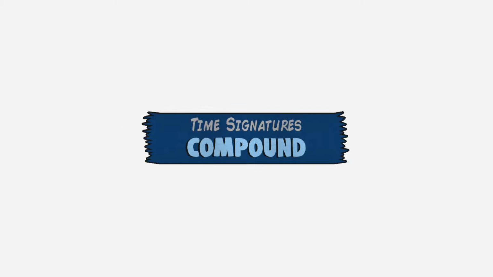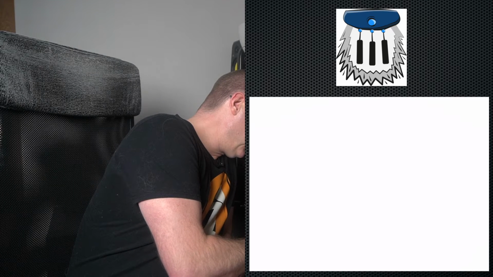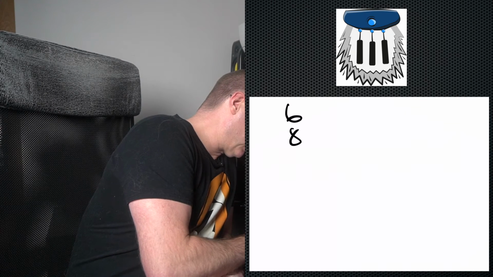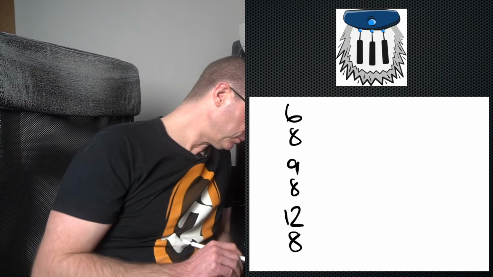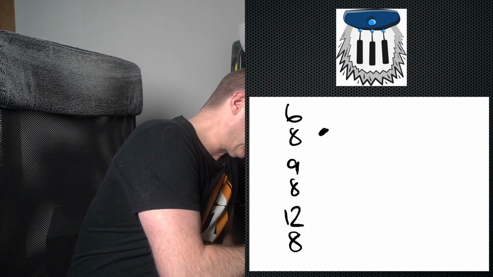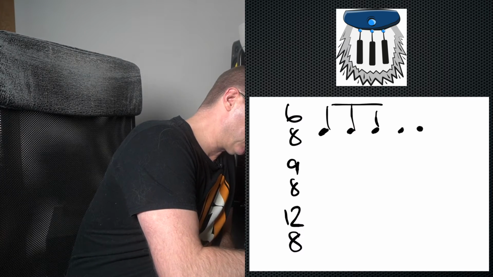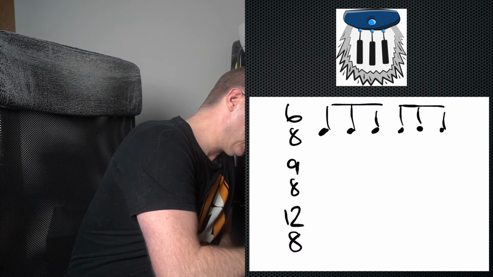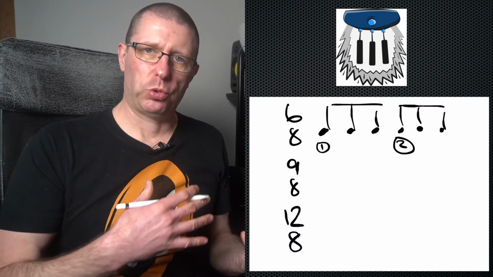Let me show you the typical compound time signatures that we would see. One would be 6/8, one would be 9/8, and probably 12/8 as well. And how we divide that into beats is like this. As I said, we would split them into threes. So this is beat 1 and this is beat 2. I'll not show you the other two, but they basically do the same thing. In 9/8 you would have 3 beats that are equally split into 3, and in 12/8 you would have 4 beats that are split into 3 as well.